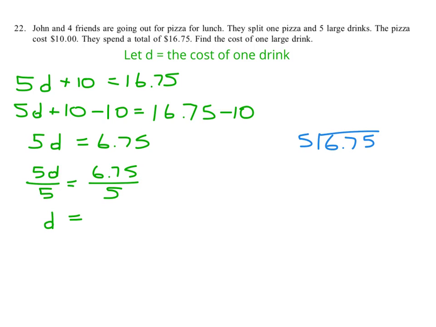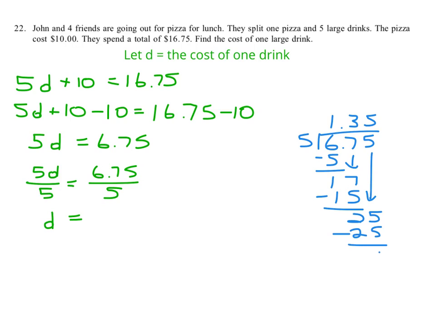$6.75 divided by 5. 5 goes into 6 once. 5. Bring down the 7. By the way, the decimal will go straight up. And that's why it's important to keep everything in the right place. Okay? So 5 goes into 17 3 times. That's 15. And bring down this final 5. 5 goes into 25 5 times. 5 times 5 is 25.